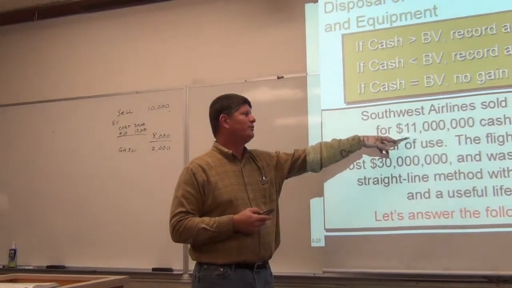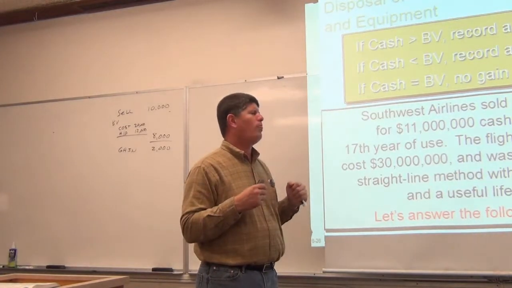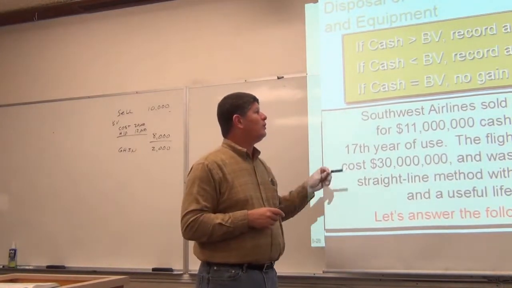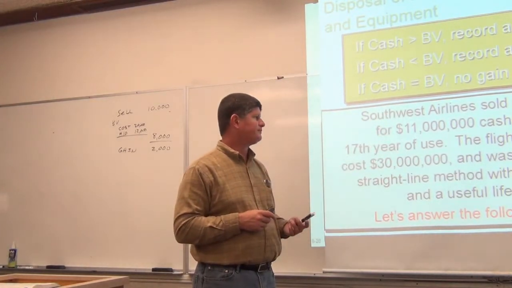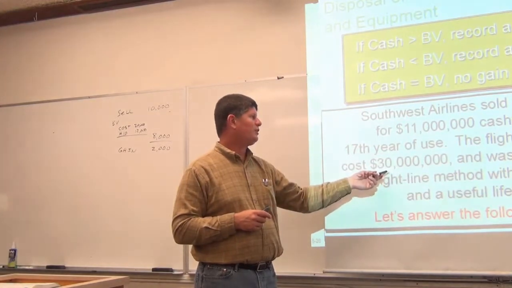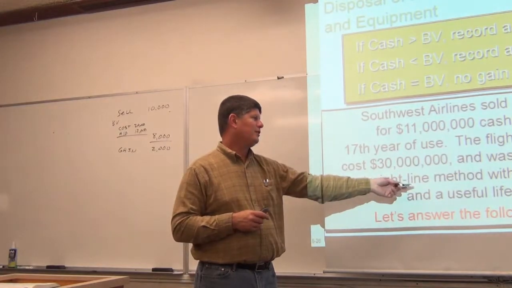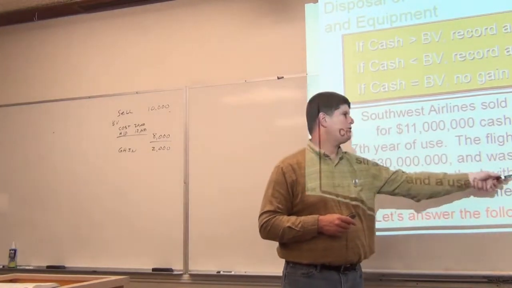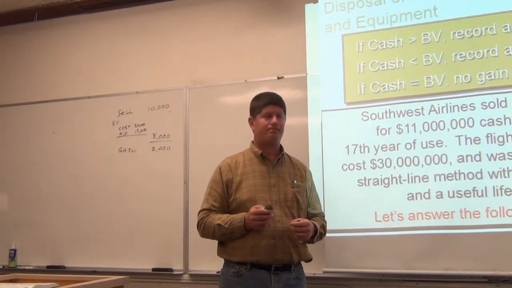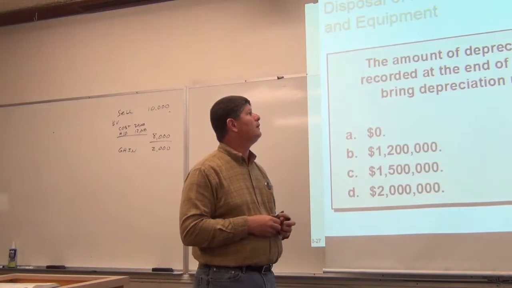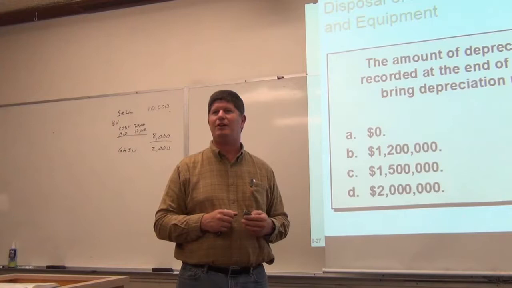Southwest Airlines sold an airplane for $11 million. We sold an airplane for 11 million bucks. We got paid in cash. The equipment originally cost us $30 million and was depreciated using the straight line method with zero residual value and a useful life of 25 years. Okay? How much depreciation expense do you record in its 17th year?